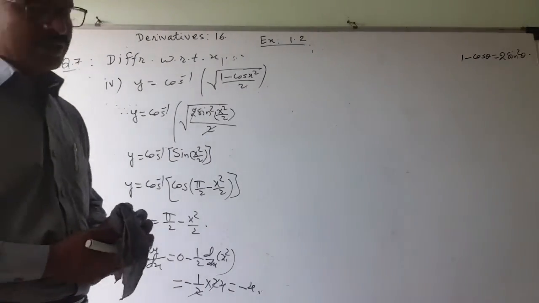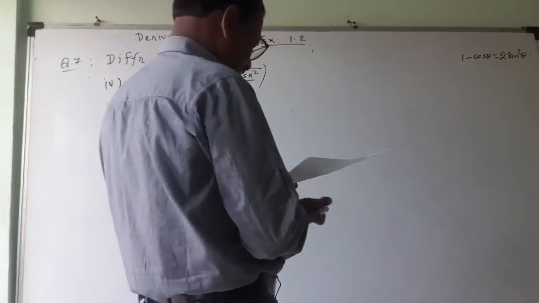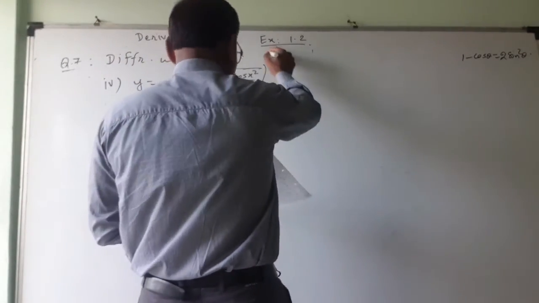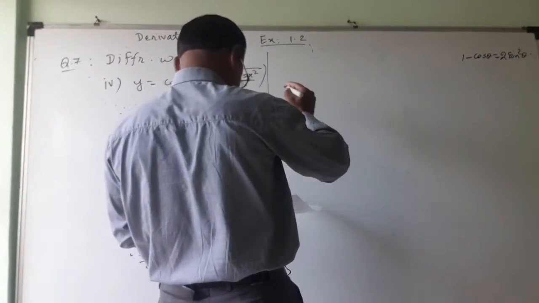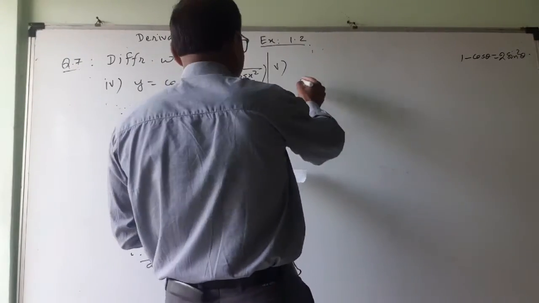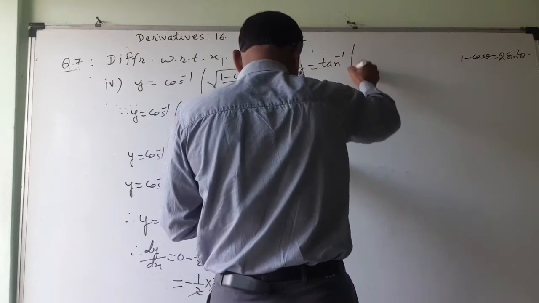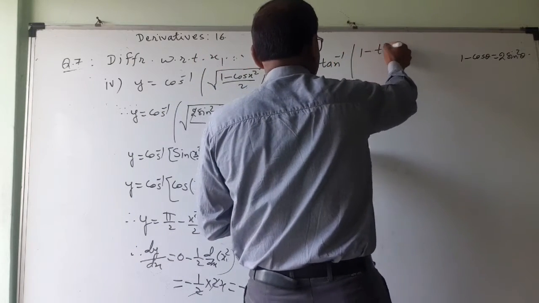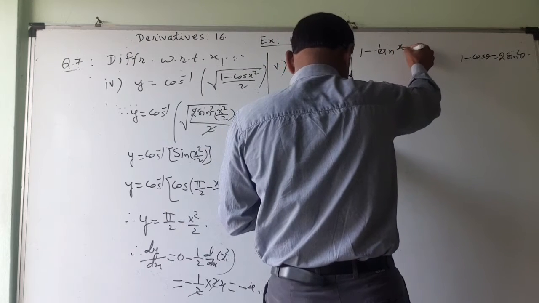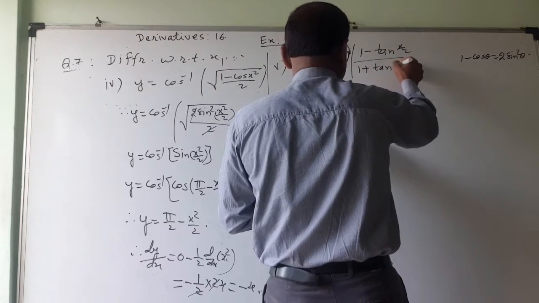So I hope that you have understood this. Now the next sum, fifth sum. Y is equal to tan inverse of 1 minus tan of x by 2 upon 1 plus tan of x by 2.